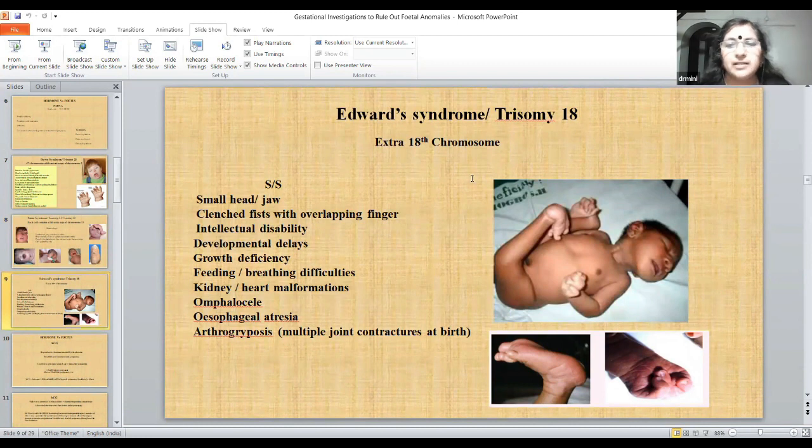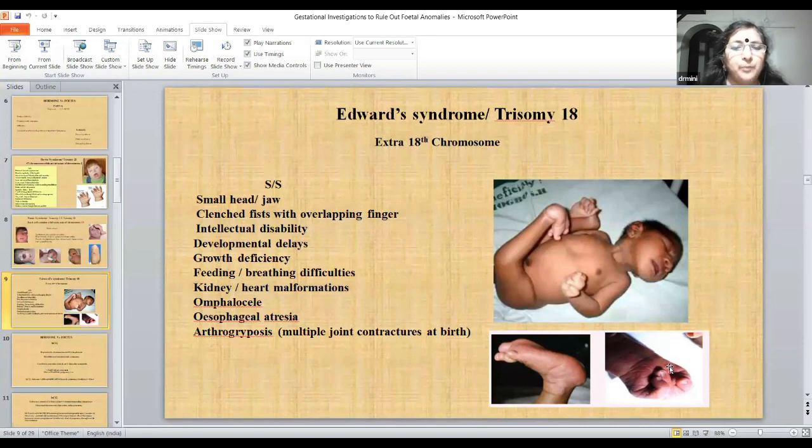The signs and symptoms are a small head and jaw, and a clenched fist with overlapping fingers. The fist will be this one, in this picture. The fist will be clenched and the fingers will overlap. Also intellectual disability, developmental delays, growth deficiency, feeding and breathing difficulties, kidney and heart malformations, and omphalocele. Omphalocele I shall describe later because it is a hernia. Esophageal atresia can also be described later.